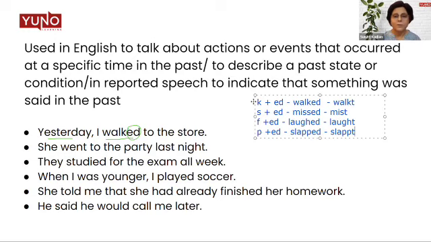So with the k sound, the s sound, the f sound, and the p sound, if you have ed, the sound is of t when you talk about things in the past, right? So it's not walk-ed, it's walkt. It's not miss-ed, it's missed. It's not laugh-ed, it's laughed. It's not slap-ed, it's slapped. And when you have the ch sound, right? We have ch also.